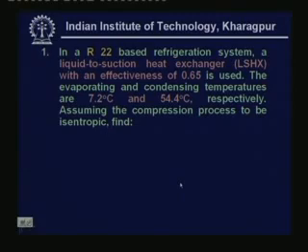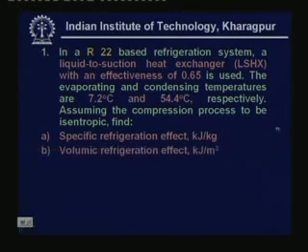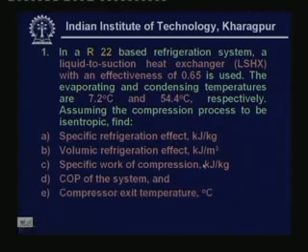The first problem is like this: in a R22 based refrigeration system, a liquid to suction heat exchanger with an effectiveness of 0.65 is used. The evaporating and condensing temperatures are 7.2 degrees centigrade and 54.4 degrees centigrade respectively. Assuming the compression process to be isentropic, find specific refrigeration effect, volumic refrigeration effect, specific work of compression, COP of the system, and finally compressor exit temperature.